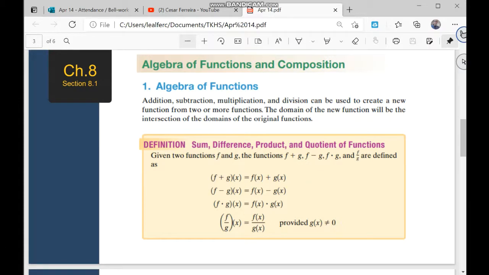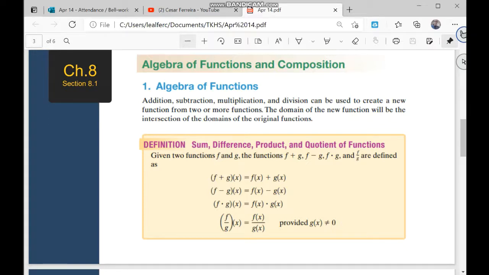The first topic is about a new notation, or a new way of representing sum, difference, product and quotient of functions. You know how to work it out. This is just a different notation, a different way of writing it out, okay?